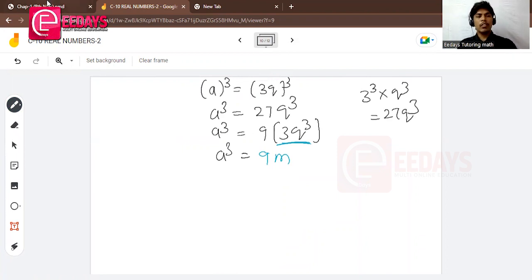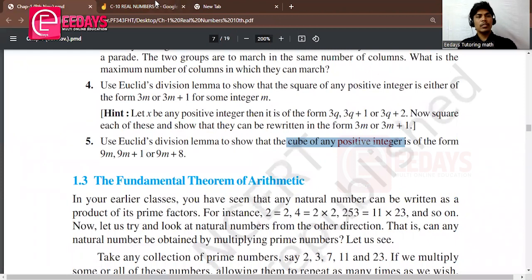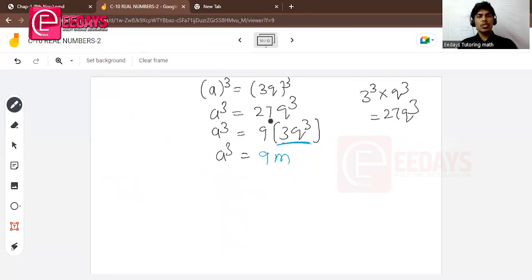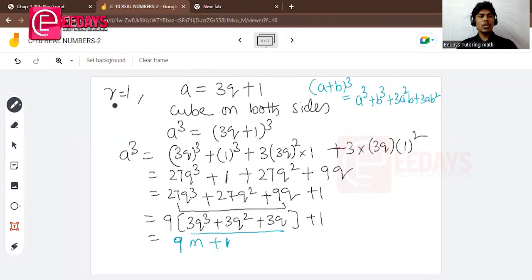So we have to convert in the form of 9m plus 1. That's why I'm taking 9 as common. So only 3q whole cube is left in the bracket. The complete bracket you can take as m. So a cube is equal to 9m. Now you can try with r is equal to 1.